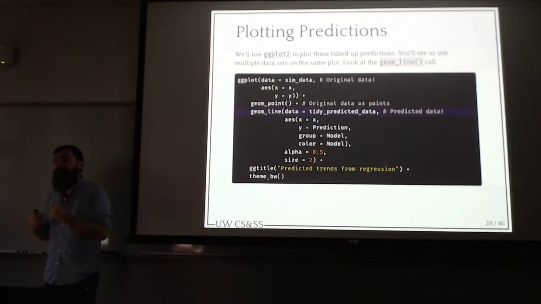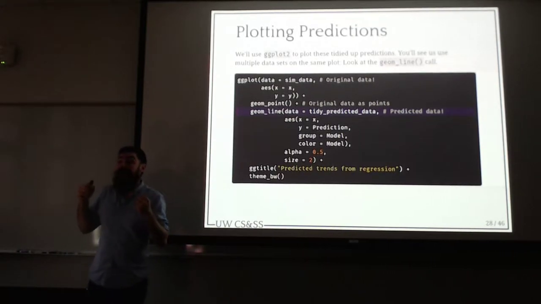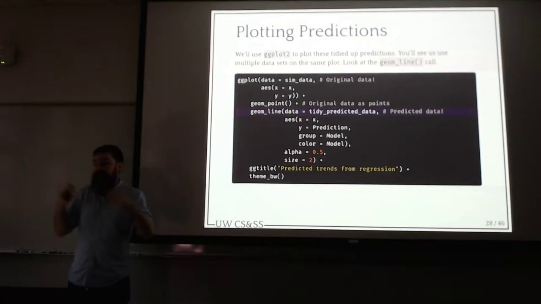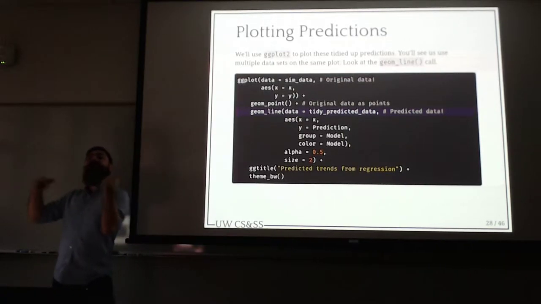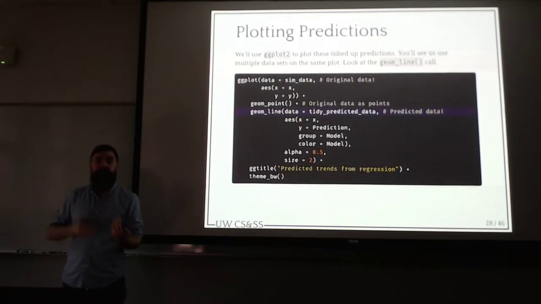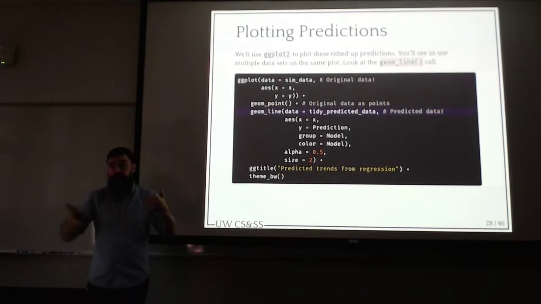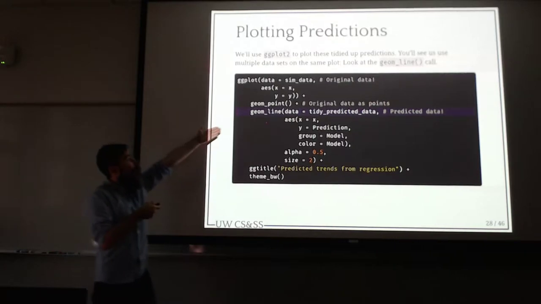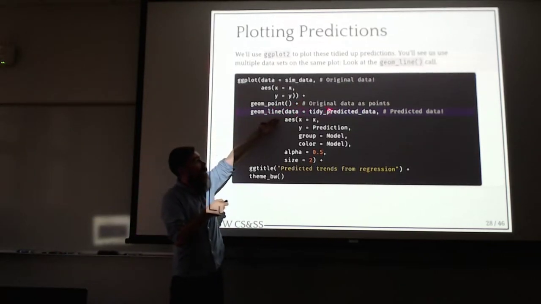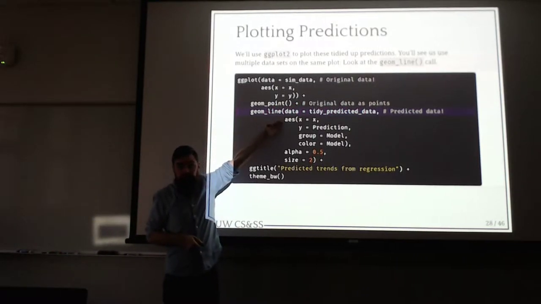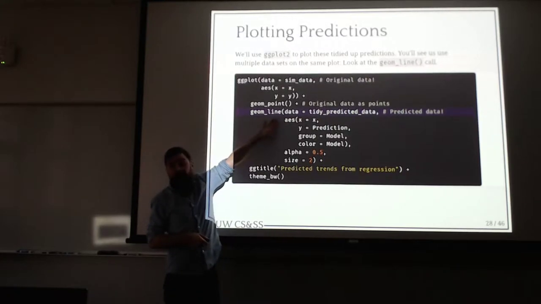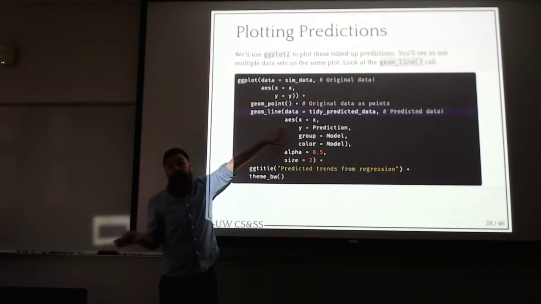The reason I'm doing points is I want to plot all my original actual data, the noisy data, onto that plot. Then I want to overlay on top of it a bunch of lines that show our predicted lines, because our regression predictions are going to be these nice, smooth lines through our data. Notice here I'm saying geom line data equals tidy predicted data. Inside of a geometry like this, I can give a totally different data set to plot on top of a previous data set. That's what I'm doing here.